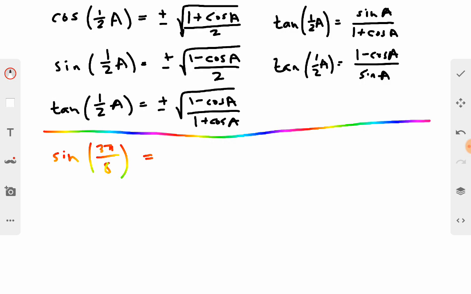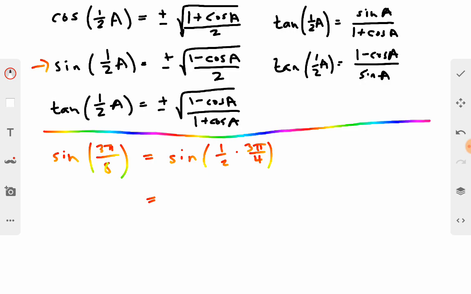Now that's not a value that's on our unit circle, but 3 pi over 4 is. So if we looked at this as sine of 1/2 of 3 pi over 4, 3 pi over 4 is something that we can work with. 1/2 of an angle is something that we can work with. And we're going to use our 1/2 angle identity here.